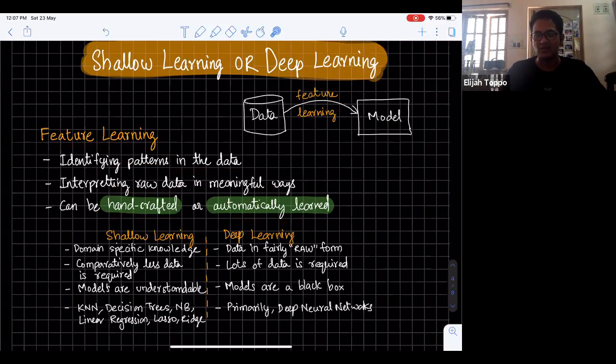And I try to take that information and transform my data within that format and then learn the model. When I'm doing that kind of thing, I would be in the area of shallow learning.